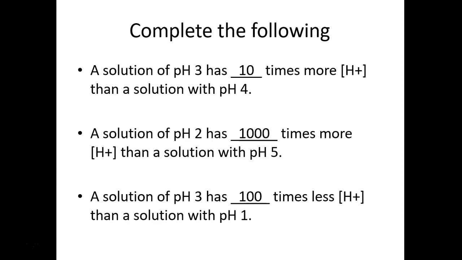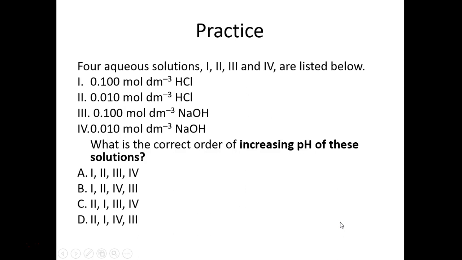Okay, so pH 3 and 4 have a 10-fold difference since it's just one pH unit. So a solution of pH 3 has 10 times more hydrogen ion concentration than pH 4. pH 2 and 5 are 3 units apart, so pH 2 has 1,000 times more H+. And when I compare 3 to 1, pH 3 has 100 times less H+ than pH 1. Note that it's less because the pH is going up.